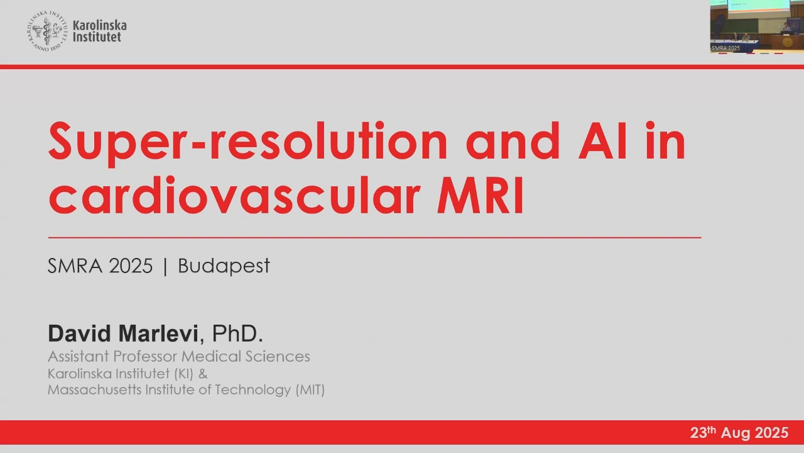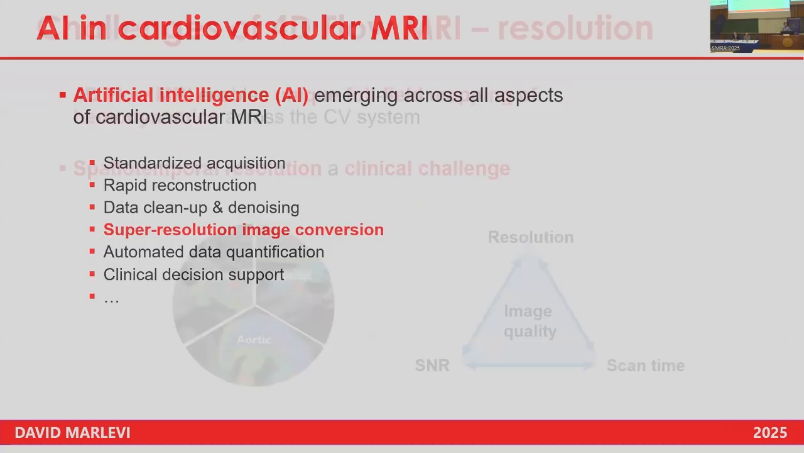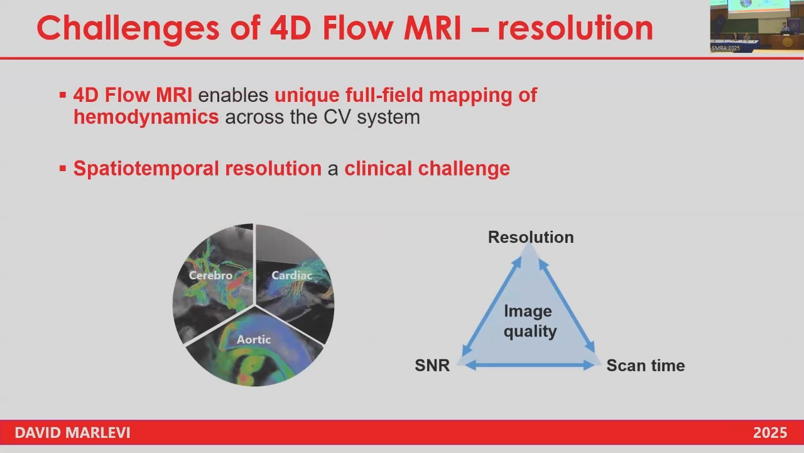I'll give a talk today about super resolution and AI in cardiovascular MR. We've been hearing, not least from the previous session, but also during the last few days, the value of AI in image analysis. This spans from the first type of acquisition we can think of to the last piece of data quantification. For the sake of today's talk, I will focus on one specific area: super resolution image conversion, or the use of AI as a post-processing tool to enhance the resolution of our data. To be even more specific, I will use phase contrast imaging as the basis of this. As shown previously, this can be expanded into other types of imaging as well.